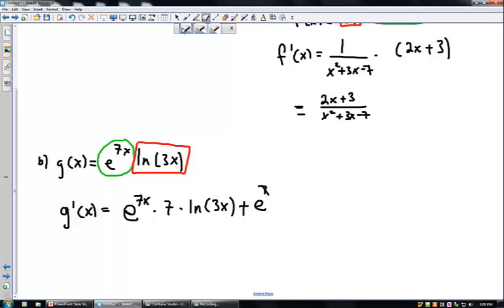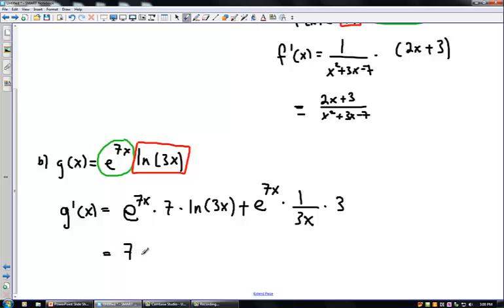So I have e to the 7x times the second function. So now the derivative of ln is 1 over. So 1 over 3x times the derivative of its inside, because again, this is a chain rule here. You have inside function and outside function. So the derivative of the outside is 1 over 3x times the derivative of the inside, which is 3. And so this is equal to, let's clean it up.